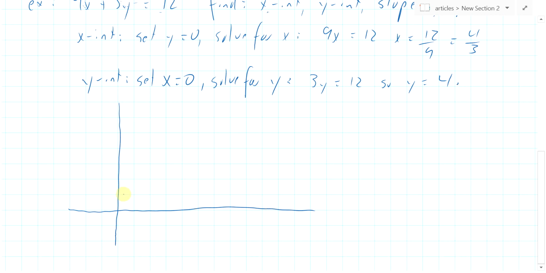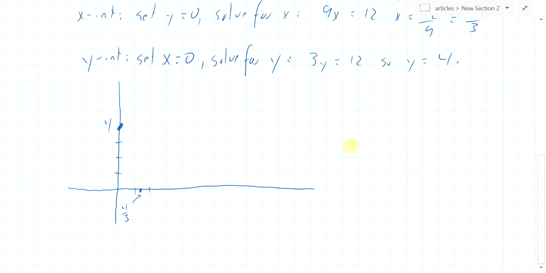So my y-intercept is at 4. 1, 2, 3, 4. There's my y-intercept. My x-intercept is 4/3. That's 1 plus 1/3, so it's just in there somewhere. And we'll say this is 4 over 3. And so there's my y-intercept and my x-intercept. And we can graph the line, because now we've got 2 points on a line.